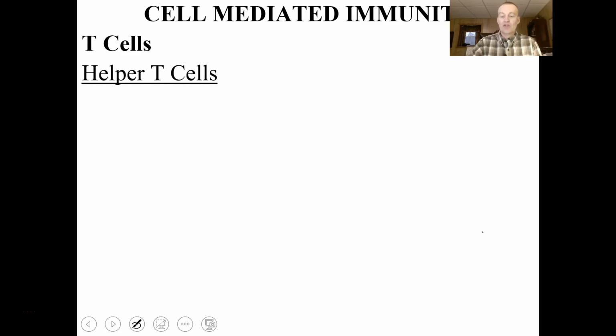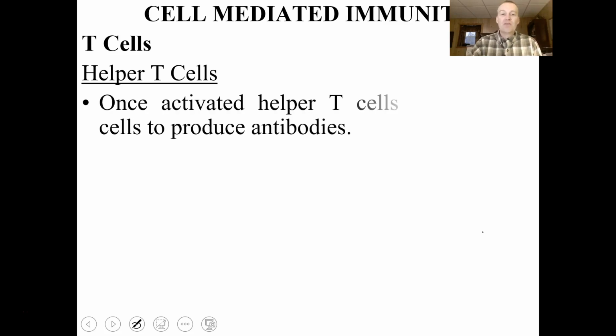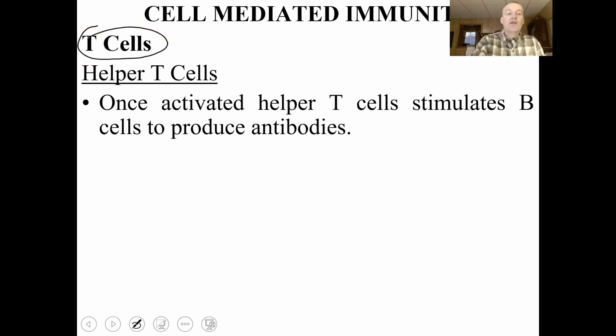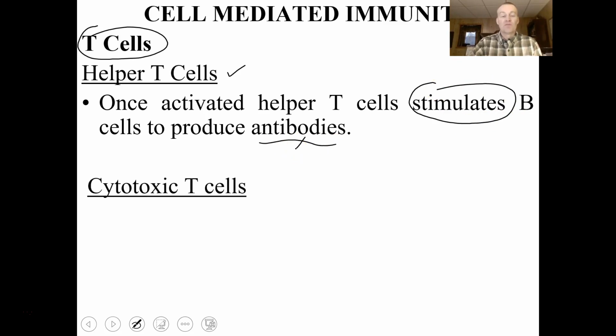All right, so let's talk about the division of acquired immunity called cell-mediated immunity. Cell-mediated immunity is done by T cells. We have subsets of T cells. One of the subsets is called a helper T cell. When a helper T cell is activated, it's going to stimulate B cells to produce antibodies. We'll talk about that a little bit more specifically.